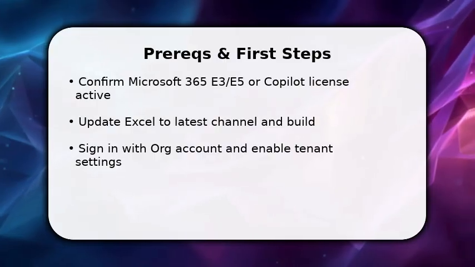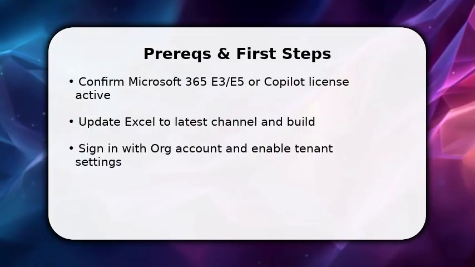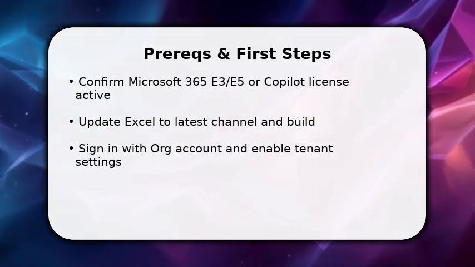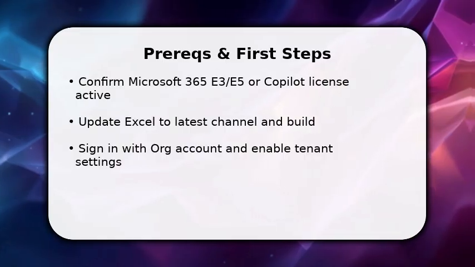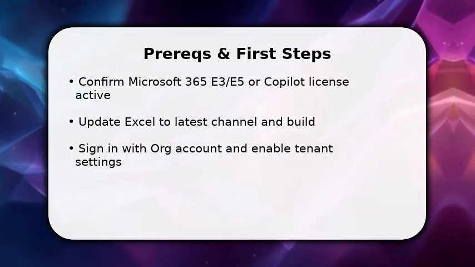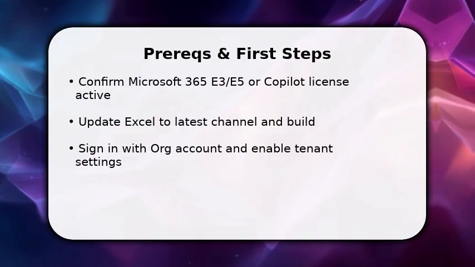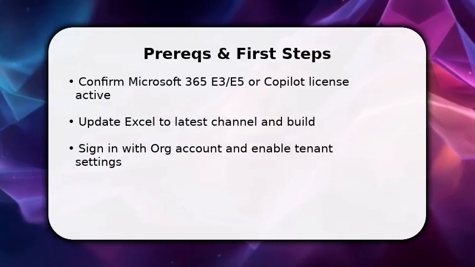You'll start by confirming licenses and app versions. Sign into the Microsoft 365 Admin Center with your admin account and verify Copilot or an eligible E3/E5 plan is assigned to you and target users.